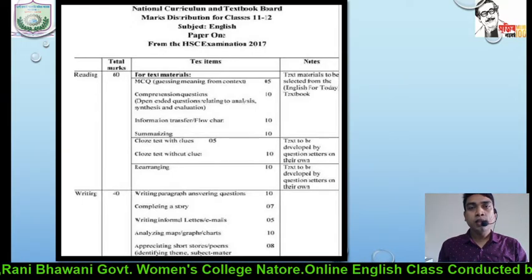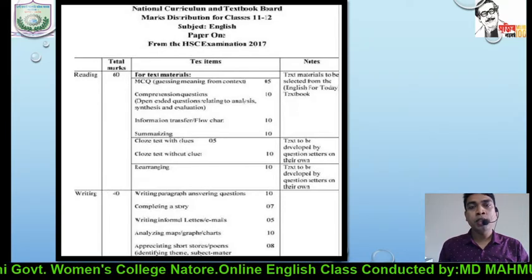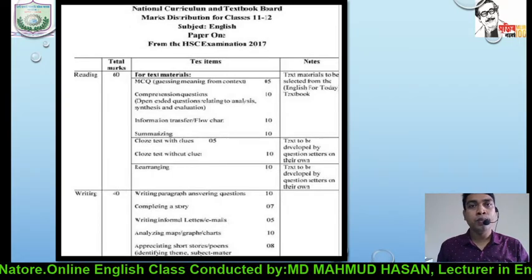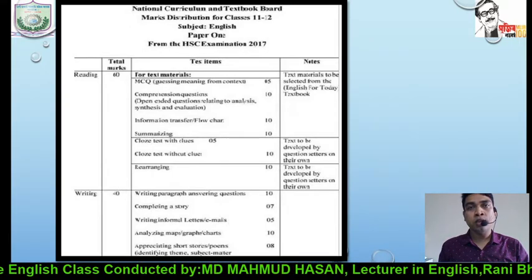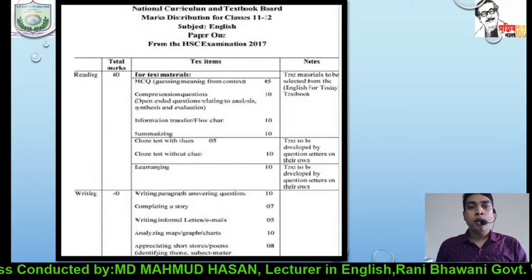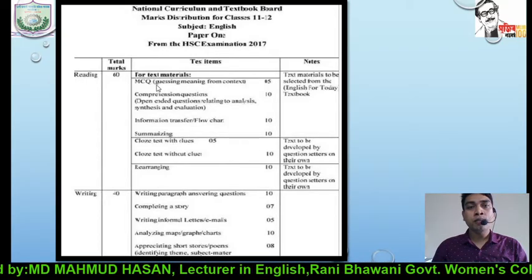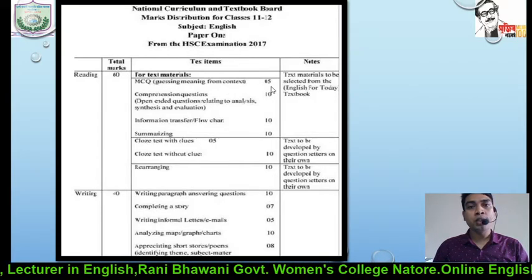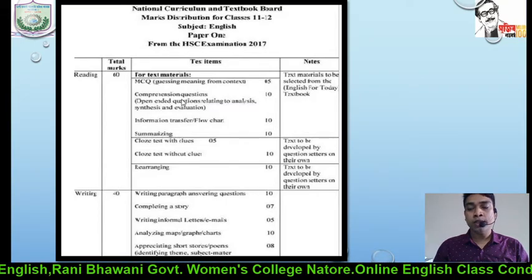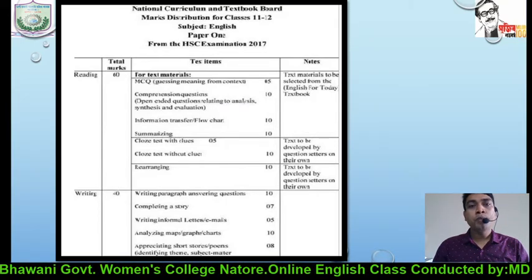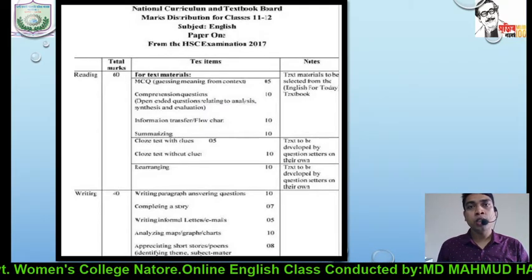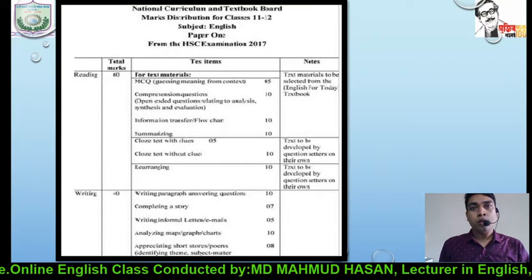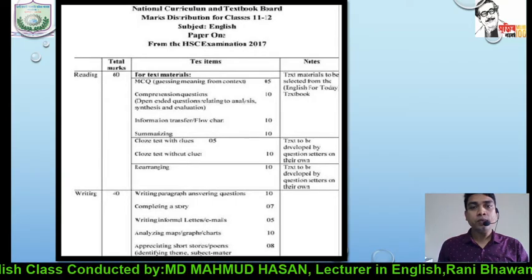In the reading test, you will be given a passage, and that passage will be selected from your prescribed textbook, which is recommended by the National Curriculum and Textbook Board. And from that passage, you need to answer 5 multiple choice questions, and that will cover 5 marks. Then you need to answer 5 comprehension questions. The 5 comprehension questions will cover 10 marks. Each question will cover 2 marks.